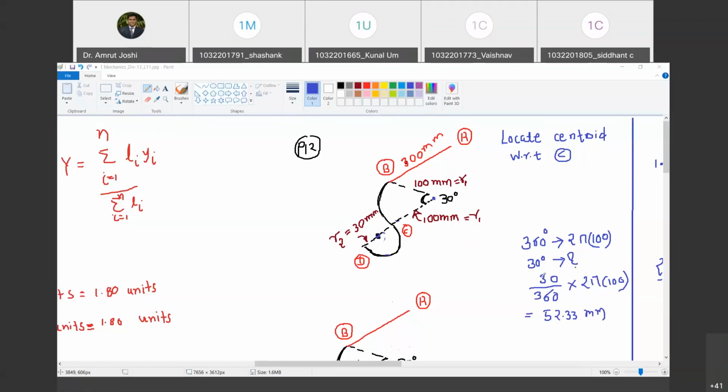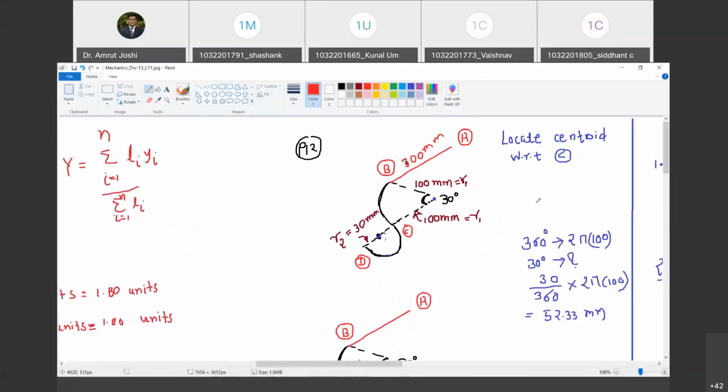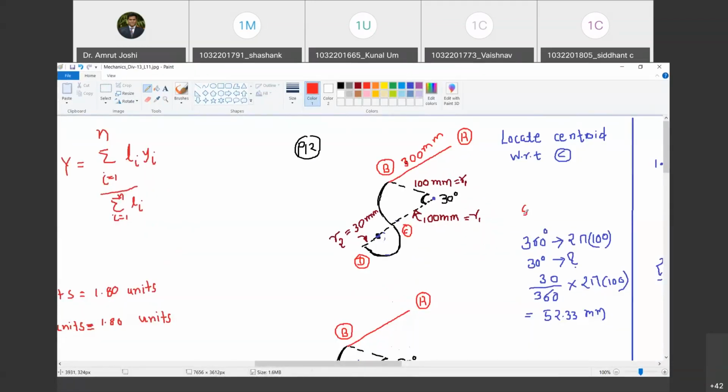This is one way of doing this. Another way of doing this is S is equal to R theta. Do you agree with me? So we will do the calculation by that as well. If I use S is equal to R theta, what is theta? 30, but you have to convert it to radian. Correct.